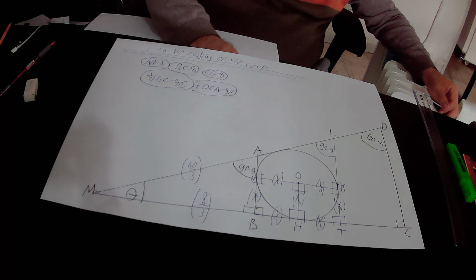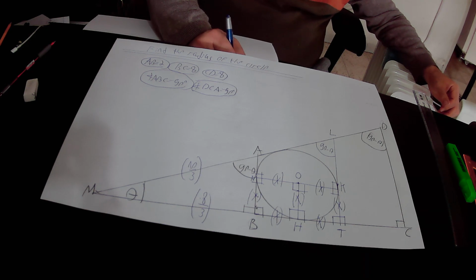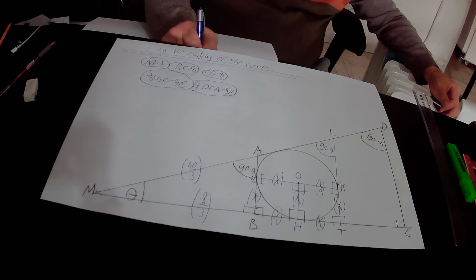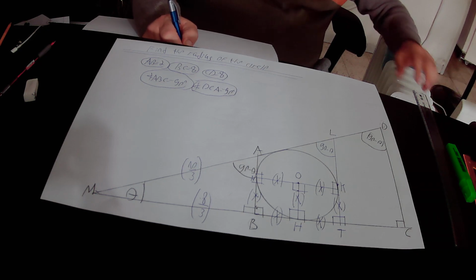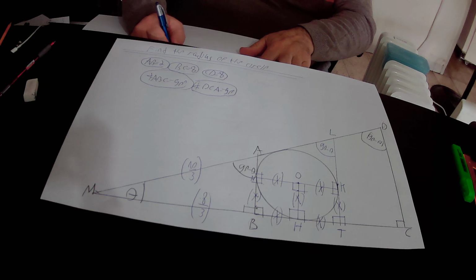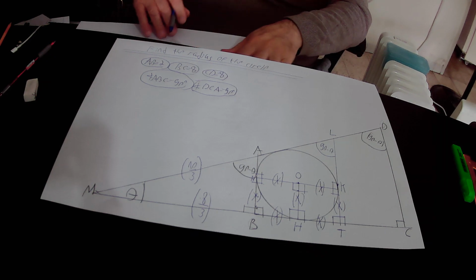So I write it down. The right triangle LTM, the big right triangle LTM, is similar to the right triangle MBA according to the angle similarity rule.